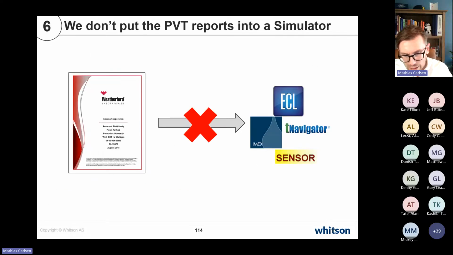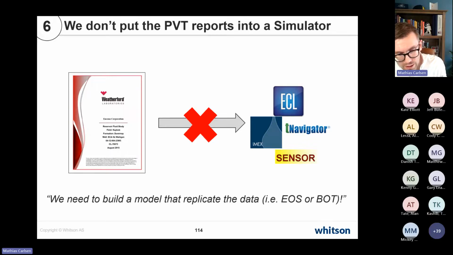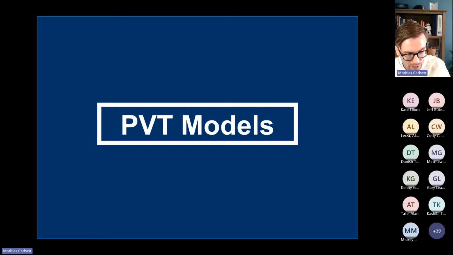And the last thing to emphasize is that we never put a PVT report directly into any simulator or any exercise. It always has to go through the step of a model to the simulators, whether that's a correlation table or an equation of state. And that's what we're going to talk about next.